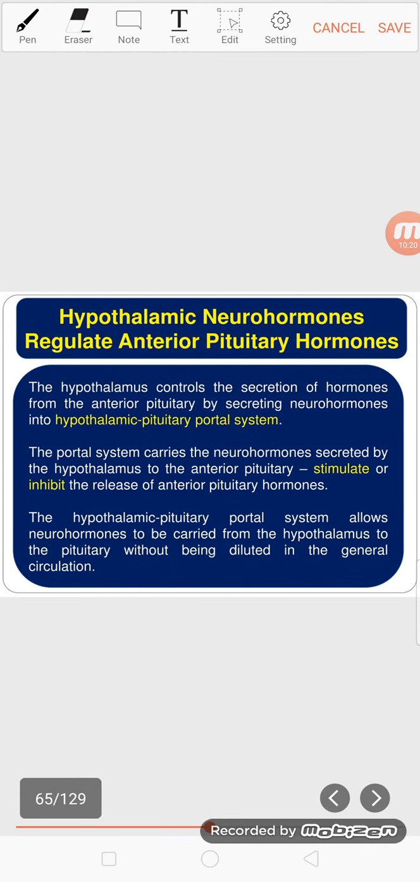Okay, so this slide over here is about the anterior pituitary. It can stimulate and inhibit. Hypothalamus controls the secretion of hormones from the anterior pituitary by secreting neurohormones into the hypothalamic pituitary portal system. Meaning, the anterior pituitary will get a signal from the hypothalamus, and then the anterior pituitary will secrete their secretion.